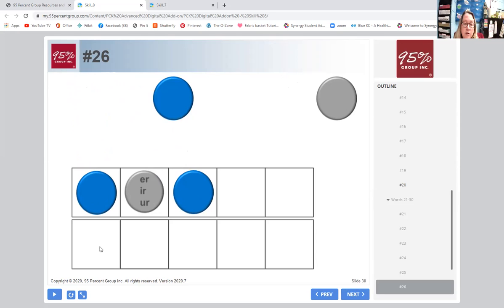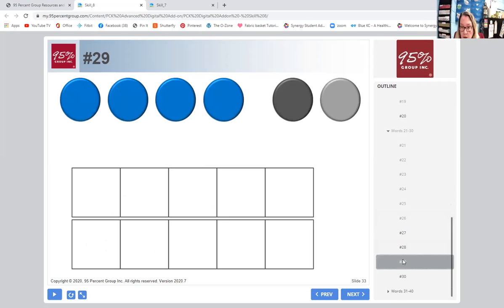Again, there are two sounds you could use here. Choose one. If it doesn't look right, do the other one. K is the C, as the UR, so we've talked about, and then B. Curb.